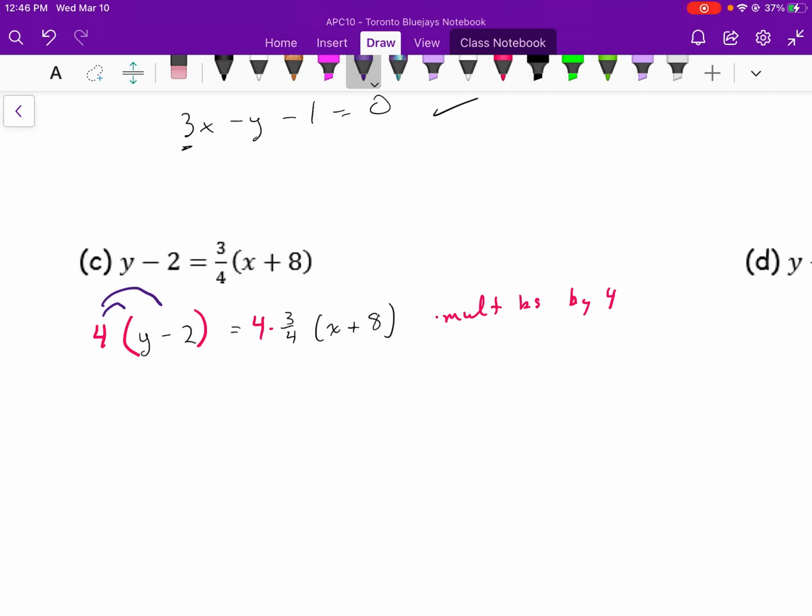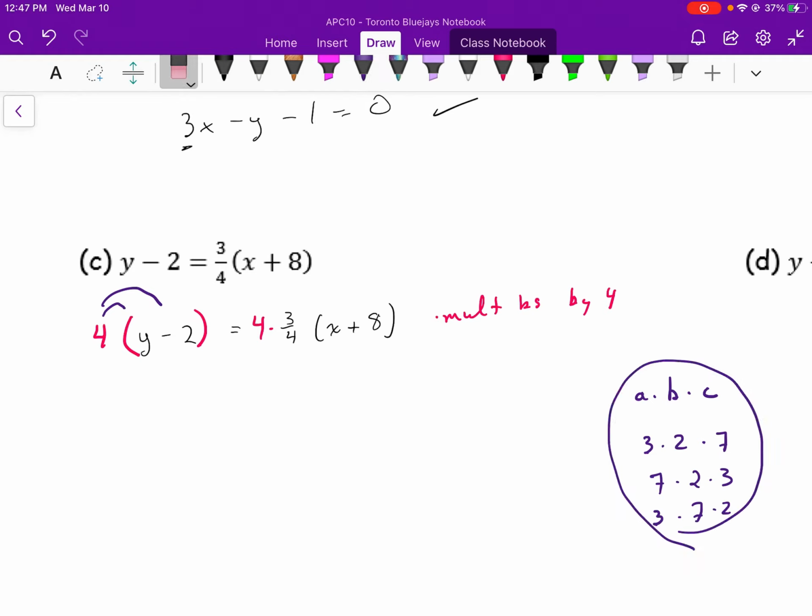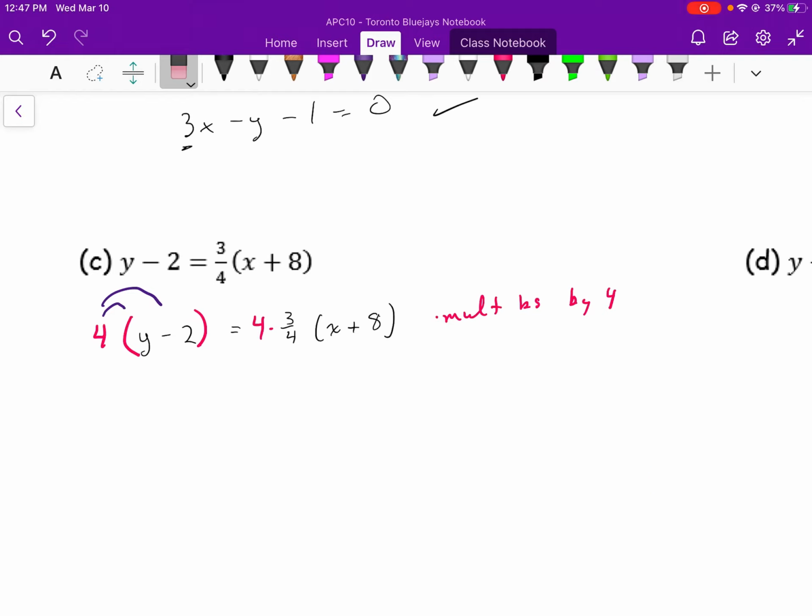In multiplication, this is just an aside, did you know that A times B times C, I don't know, we could pick real numbers. 3 times 2 times 7 is the same as 7 times 2 times 3 is the same as 3 times 7 times 2. It doesn't matter the order of multiplication here. So let me just get back over here. That has nothing to do with it.